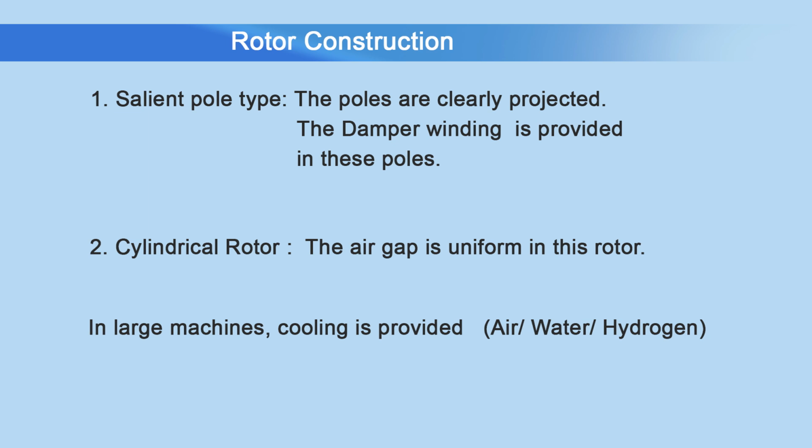We are having another type of structure which is cylindrical rotor. In case of cylindrical rotor, the gap is throughout uniform. Now, when we are generating huge amount of power, definitely we have to dissipate the heat energy, and we have to make certain arrangement for cooling. So, in large alternators, we are having provision of closed circuit cooling. We can use air cooling, water cooling, hydrogen or helium cooling is also used in alternators for cooling purpose.